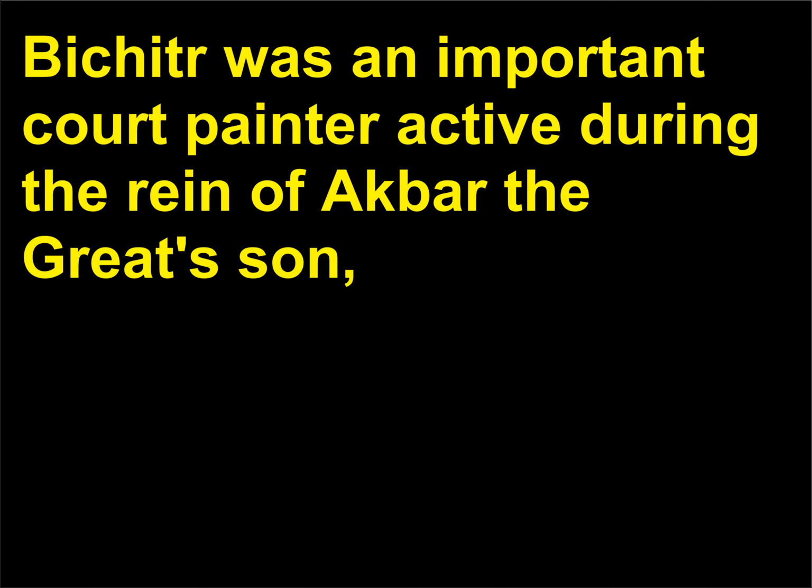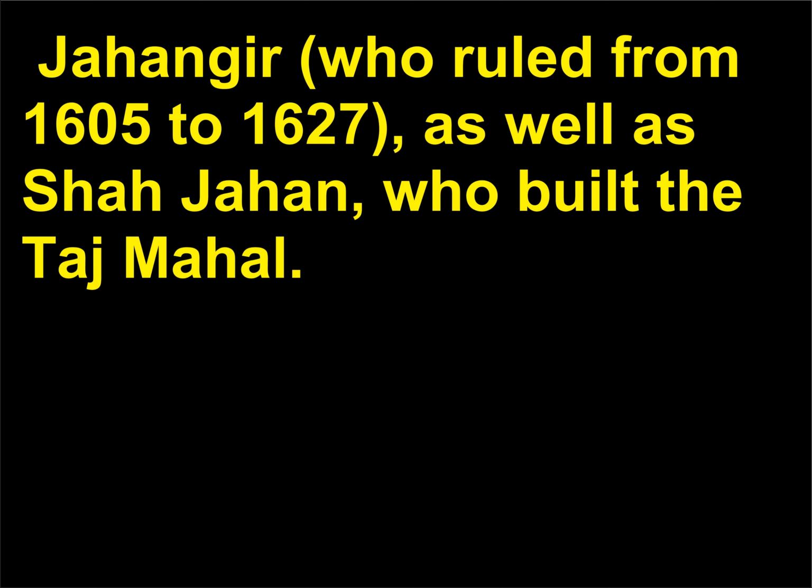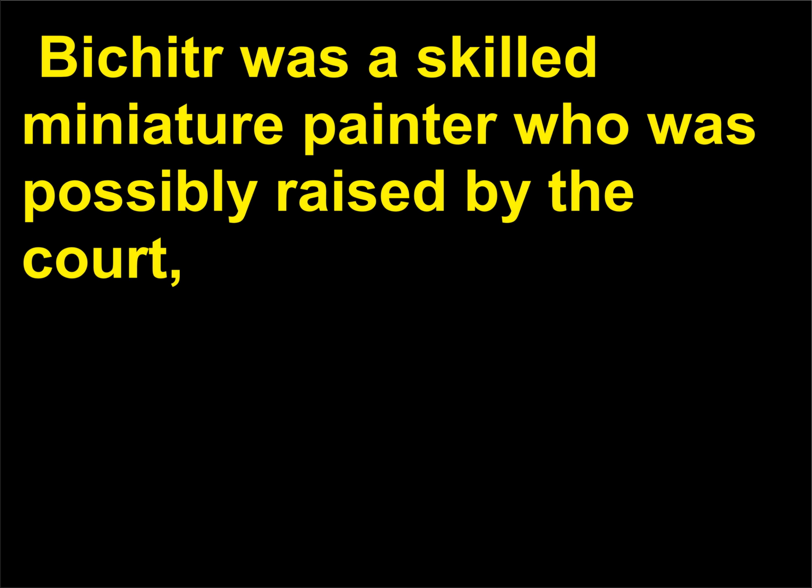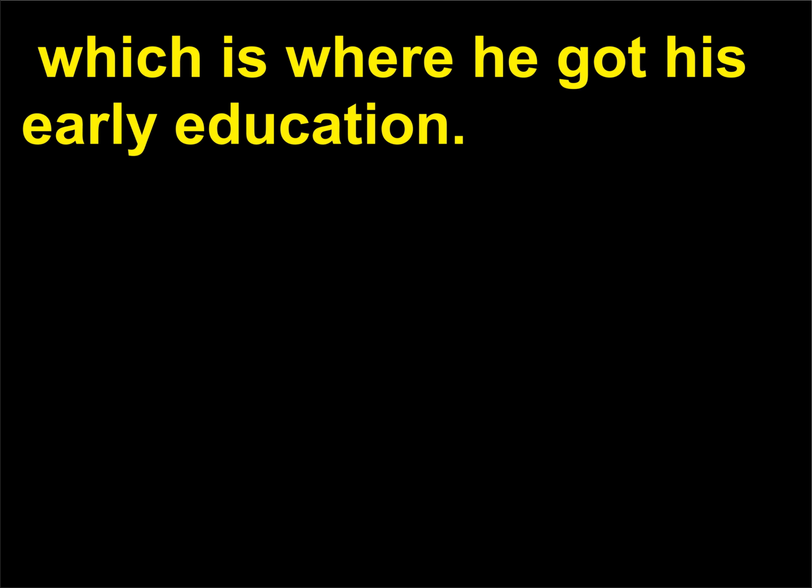Bichitr was an important court painter active during the reign of Akbar the Great's son, Jahangir, who ruled from 1605 to 1627, as well as Shah Jahan, who built the Taj Mahal. Bichitr was a skilled miniature painter who was possibly raised by the court, which is where he got his early education.